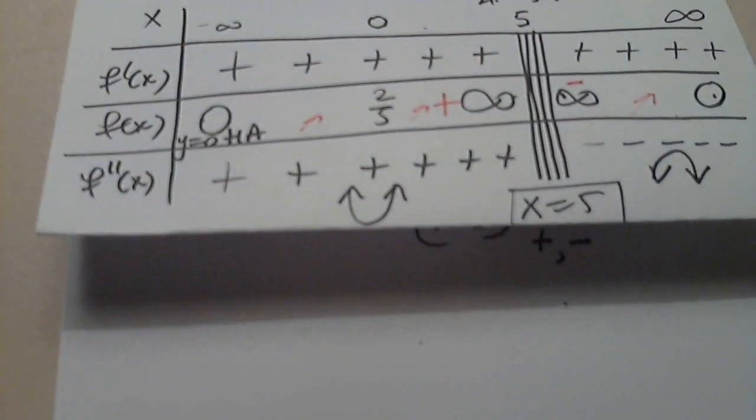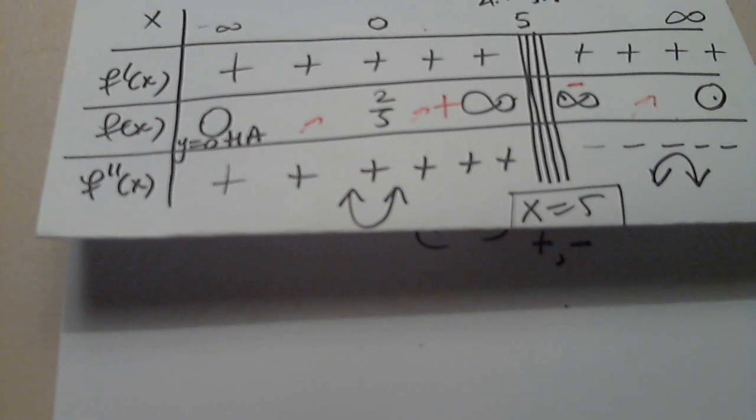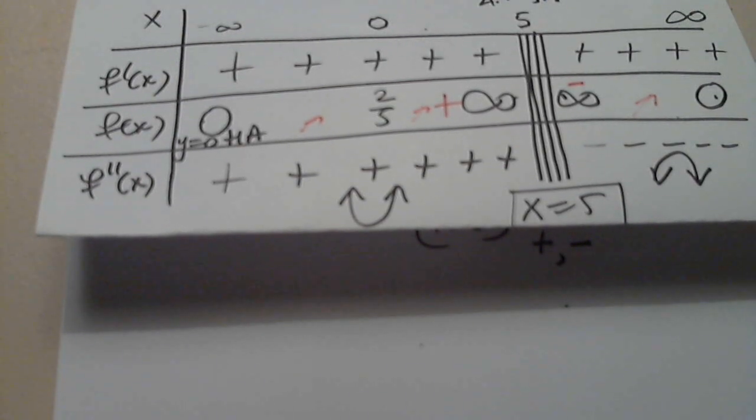I have a question. Please. So does that apply for all rationals, that they'll never have a max or a min?